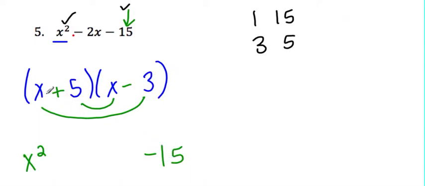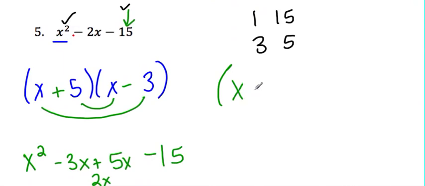Let's check the outer and the inner. X times -3 would be -3x. And 5 times x would be +5x. This would give me a +2x in the middle, which is wrong, I need a -2x. So it's the right number, but the wrong sign. So how do I fix that? Switch my signs. So instead of x plus 5, it would be x minus 5. Instead of x minus 3, it would be x plus 3.